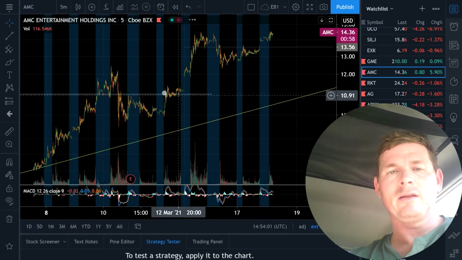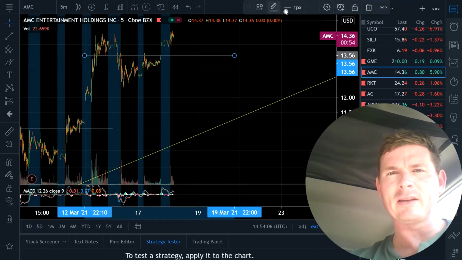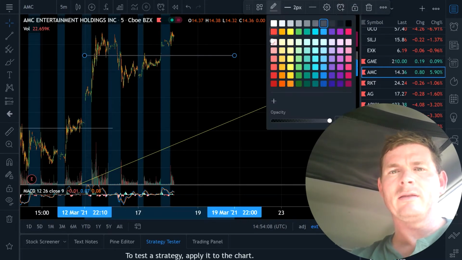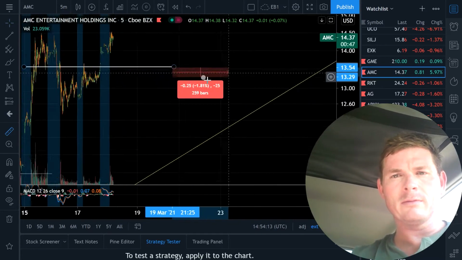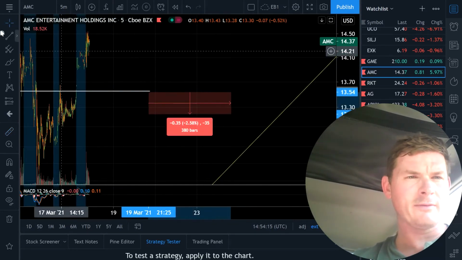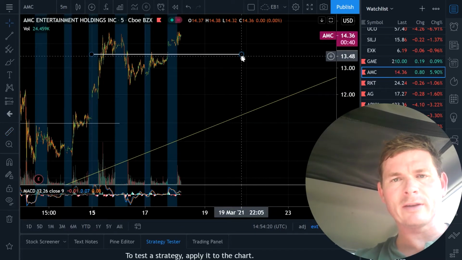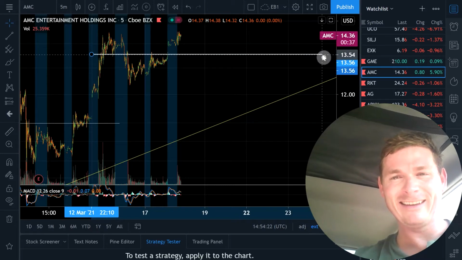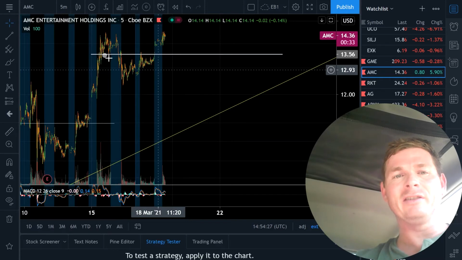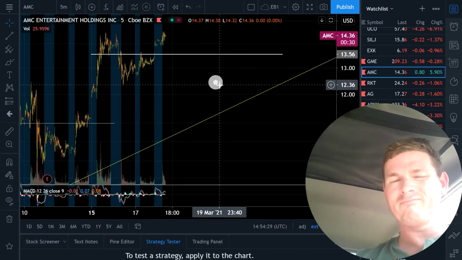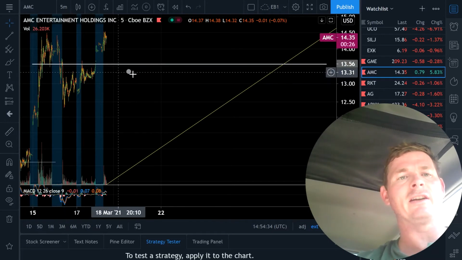But the most likely scenario is we have a line. Let me just paint this thing. Say we have a line here. Oh, what is that? I don't want that. Okay. It looks like we've kind of picked up maybe this trend line. We haven't flagged around it that much.